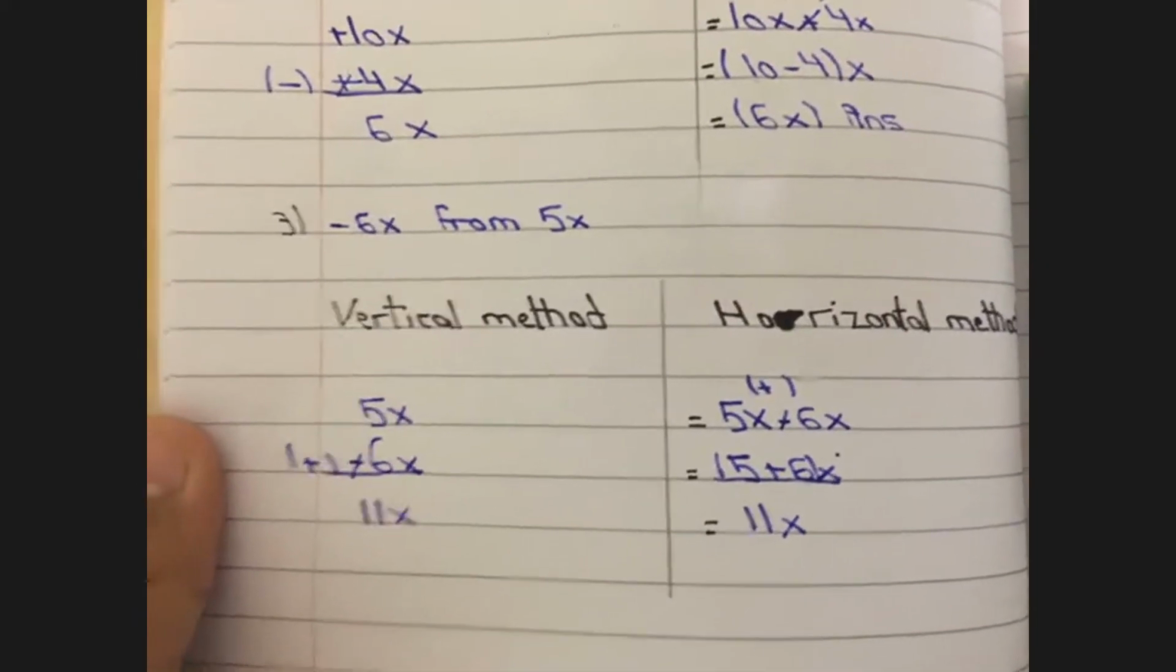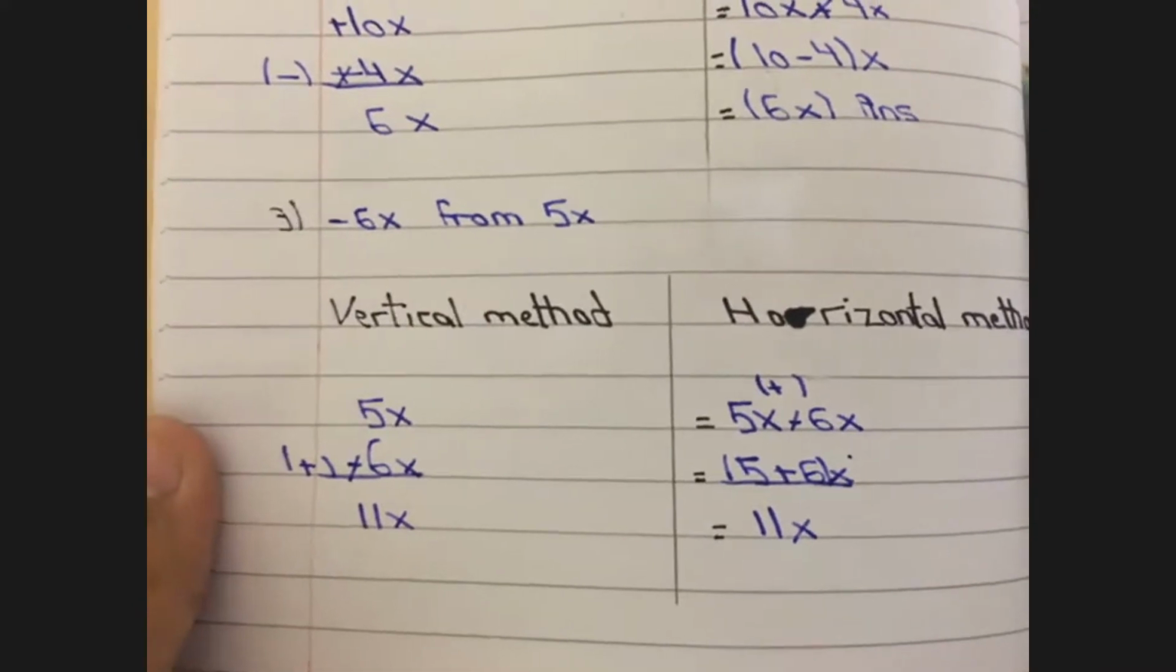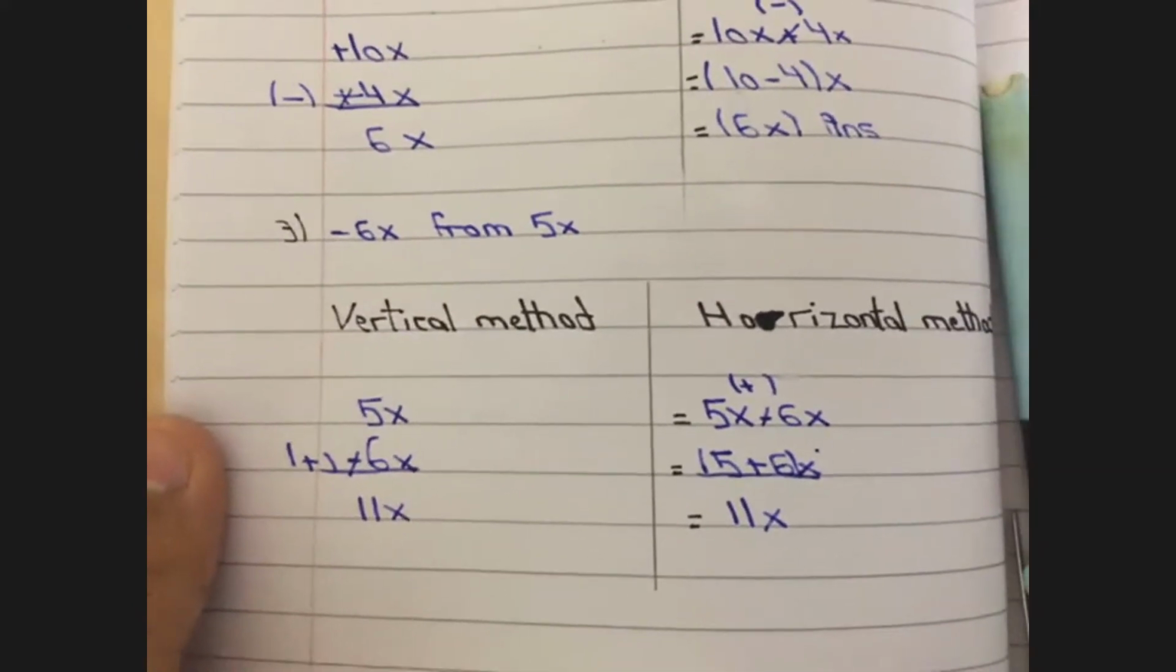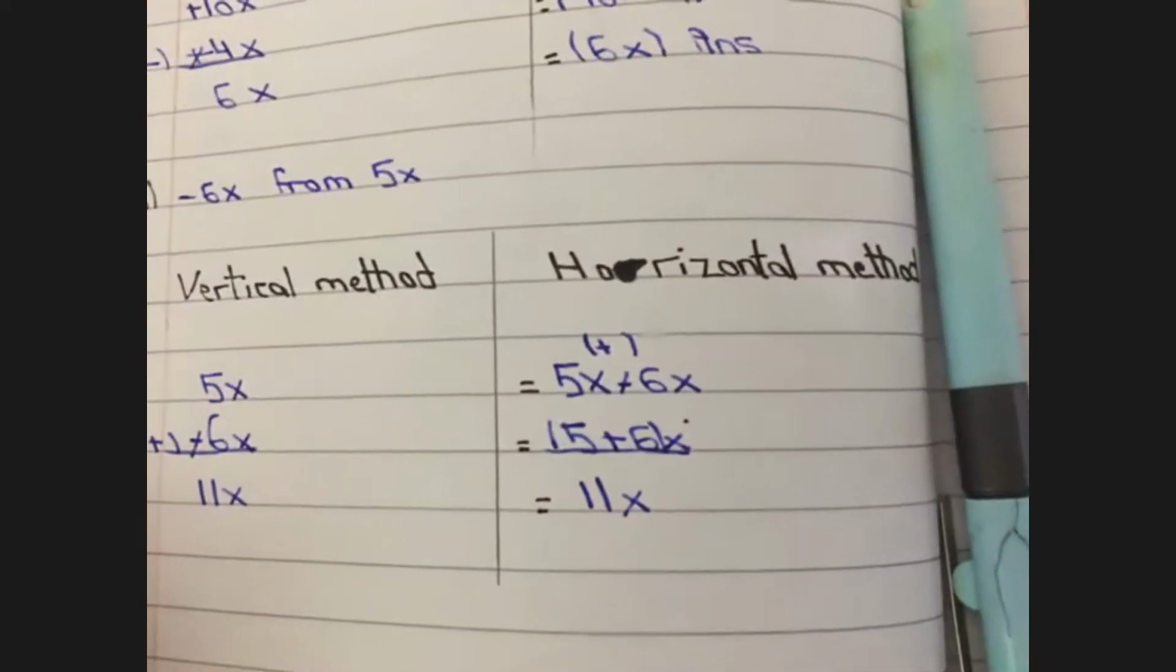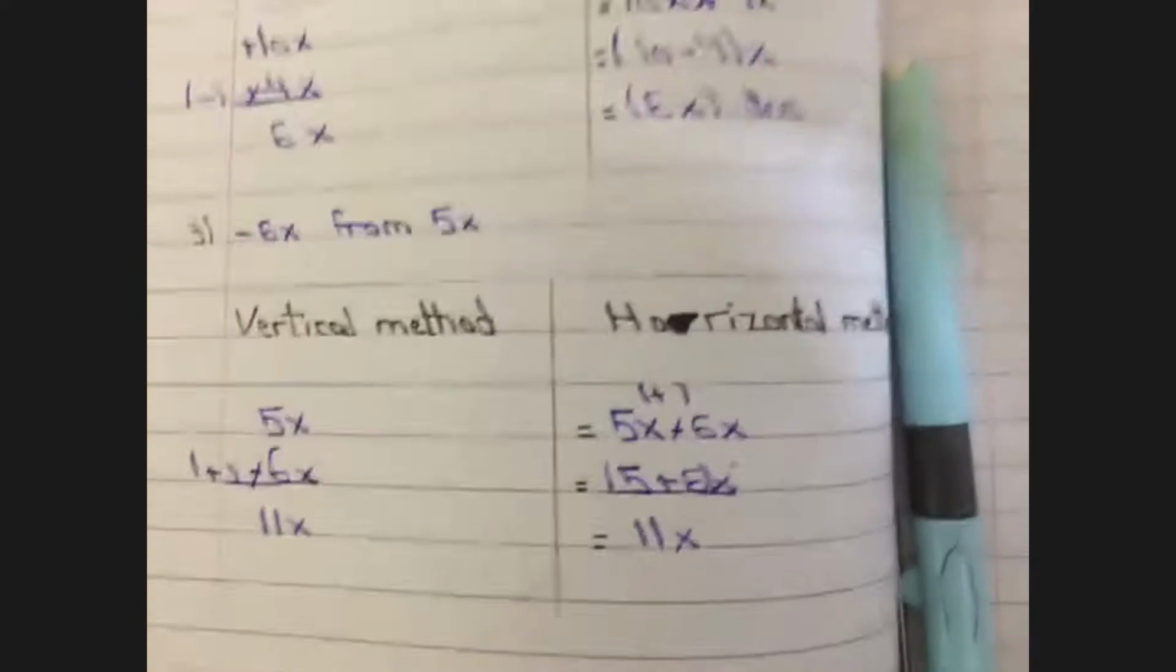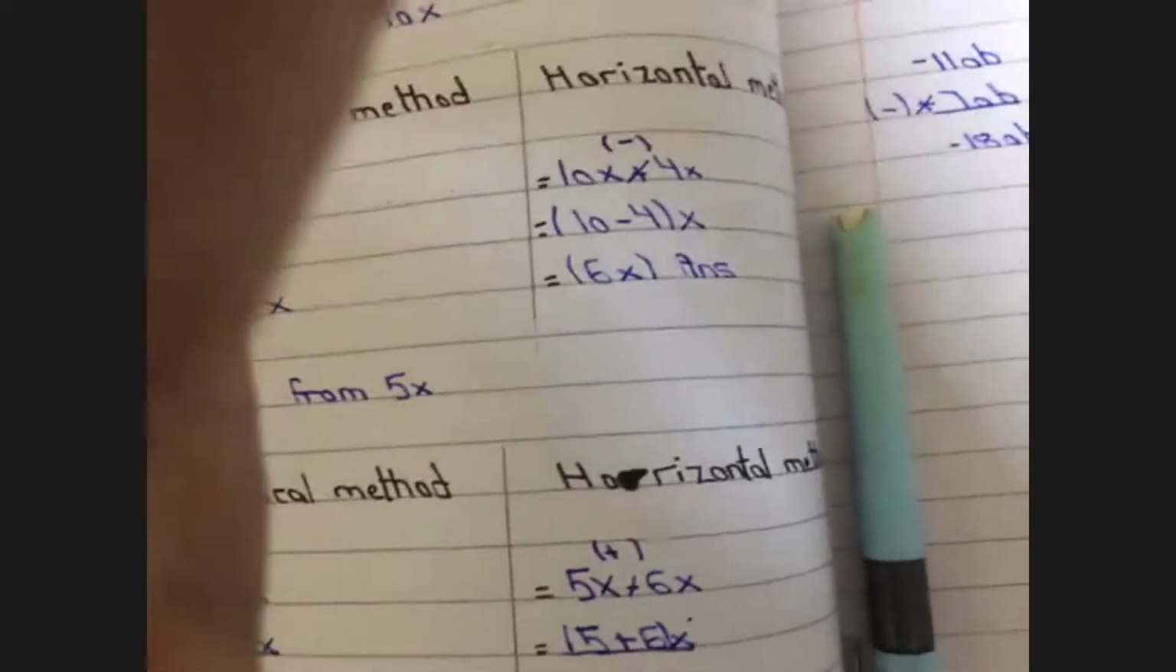Okay, it becomes 11x. And अच्छा, हॉरिजॉन्टल मेथड में बेटे आपने साइन को इस तरह कट क्यों किया है? This is the incorrect way. साइन को इस तरह से कट नहीं करना. साइन इस तरह कट नहीं होना.